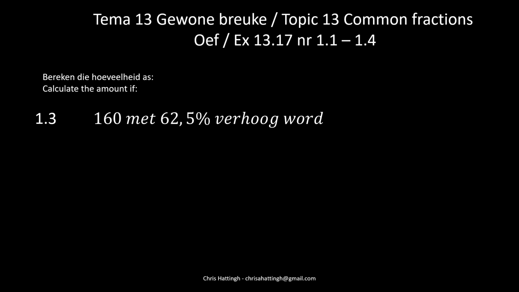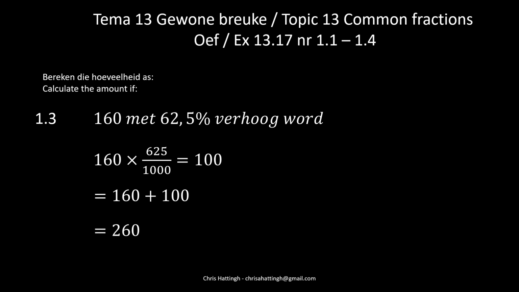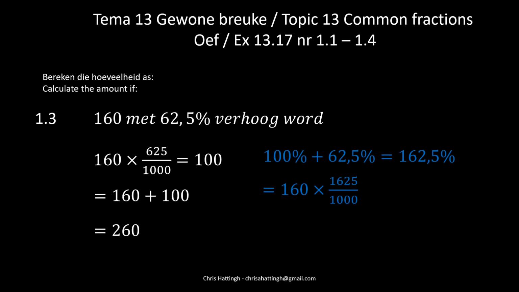160 is increased by 62.5%. So 62.5% of 160 is 100. So add the 100 to 160, you'll get an answer of 260. Alternatively, you're looking for 162.5% of 160. So if you multiply 162.5% with 160, you'll get 260.